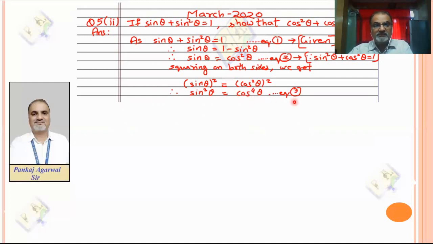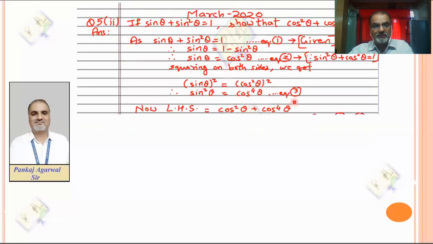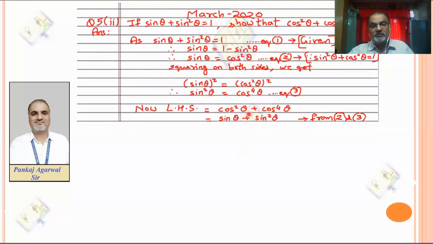Now, let's begin with the LHS of the required question. LHS is cos square theta plus cos raised to 4 theta. What does equation 2 say? Cos square theta is sin theta, and equation 3 says cos raised to 4 theta is sin square theta. I'll use them: cos square theta as sin theta and cos raised to 4 theta as sin square theta, from equations 2 and 3.